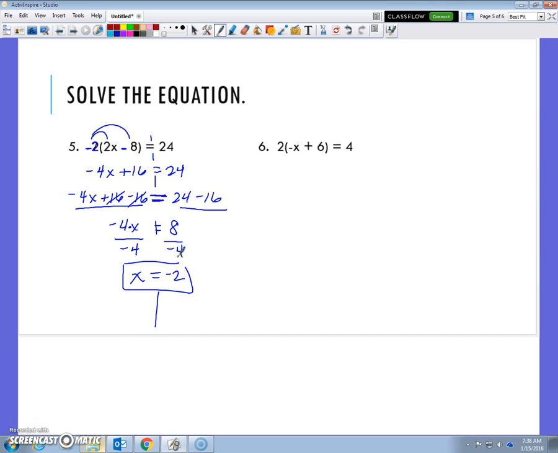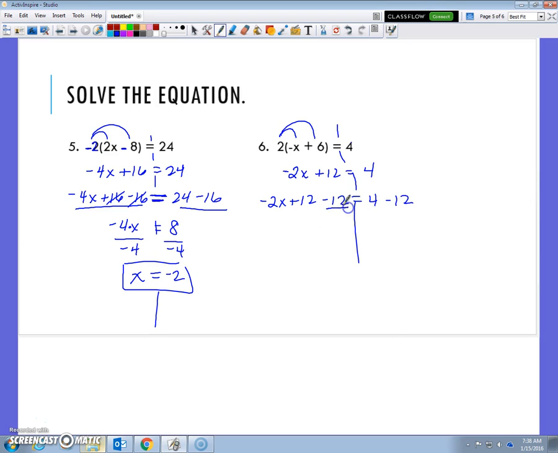All right. Do another one here. 2 times negative x, 2 times 6. Negative 2x plus 12 equals 4. Make sure that you're not distributing the 2 times the 4. They're on two separate sides of the equal sign. That would be inappropriate. Once again, negative 2x plus 12 minus 12 would equal 4 minus 12.